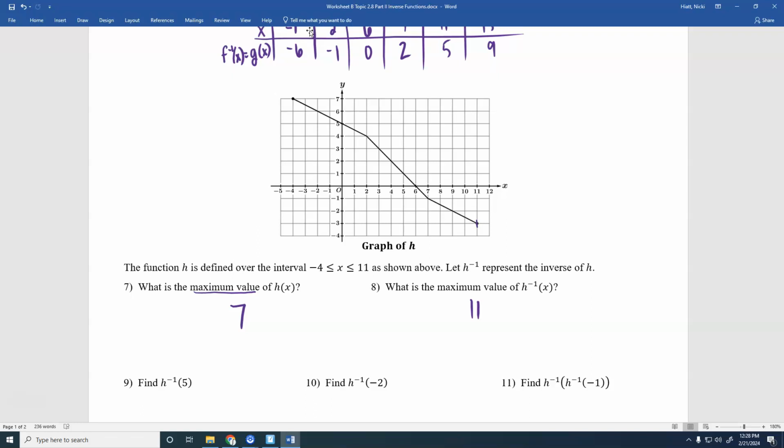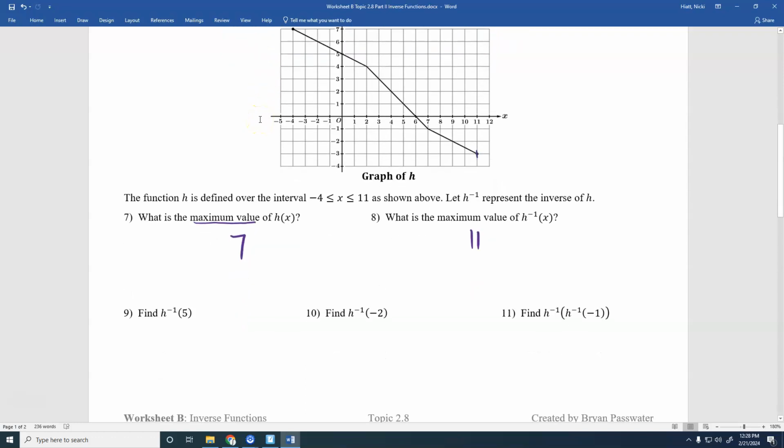I mean, I definitely could graph this and find it, and that's an option, and you can definitely do that on the test if you want, but I'm trying to avoid doing that because it doesn't fit very well. So let's think about doing this without graphing H inverse.